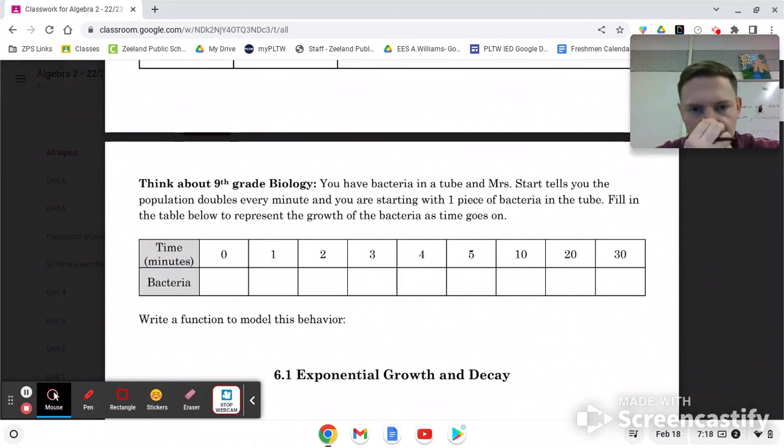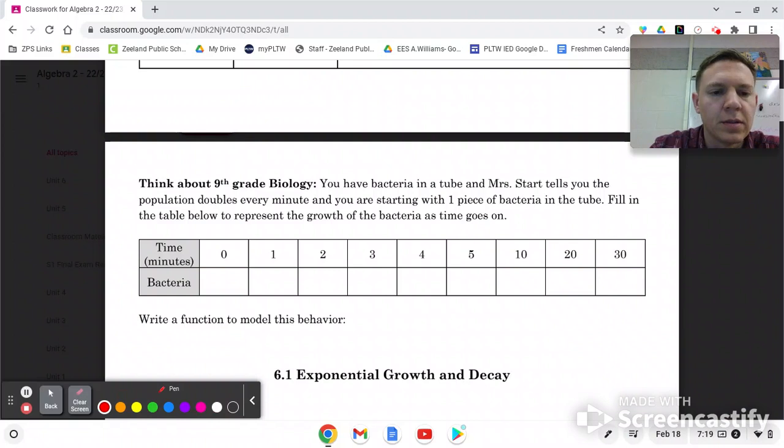This is just to get us thinking in the mindset for exponentials. 9th grade biology, Mrs. Start, of course, tells you the population doubles every minute of some bacteria in a tube. You're starting with one piece of bacteria, and every minute it doubles. Fill in the table below. Well, if we start with 1, and it doubles after a minute, of course we have 2. After the next minute, 4, and after the next minute, 8, and so on.